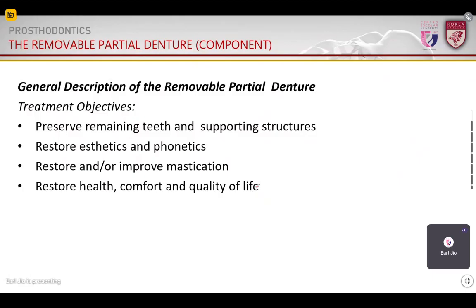General description of removable partial denture, treatment objectives: preserve remaining teeth and supporting structures, restore aesthetics and phonetics, restore and improve mastication, restore health, comfort, and quality of life.